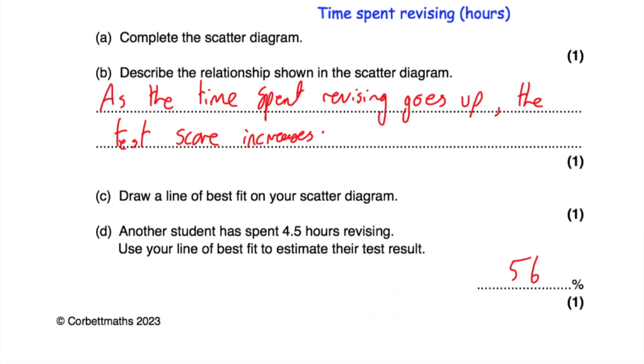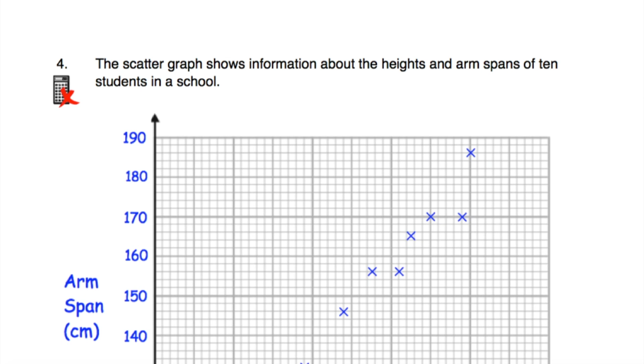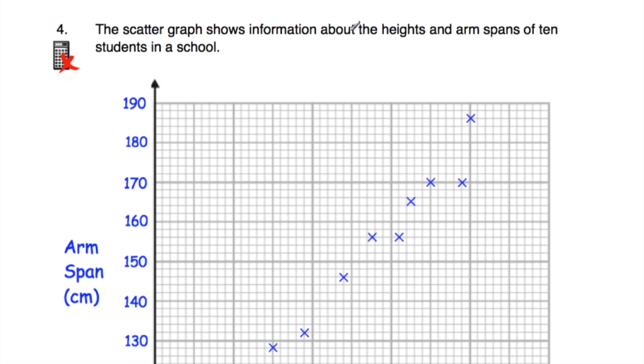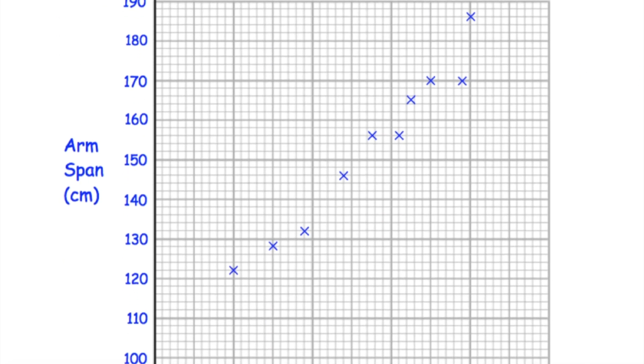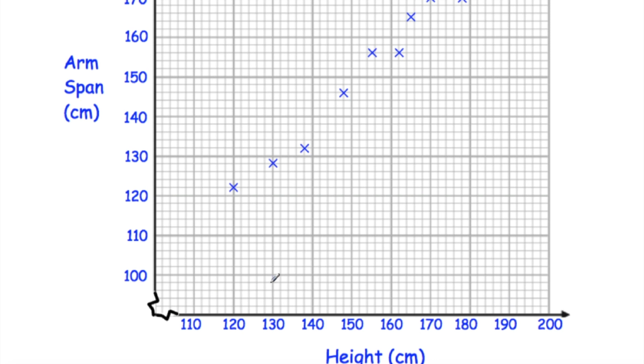Okay, let's have a look at our next question. So our next question is question number 4. And question number 4 says the scatter graph shows information about the heights and arm spans of 10 students in school. So we've got their arm span going up vertically and we've got their height going across horizontally. So we've got their height this way and our arm span this way.